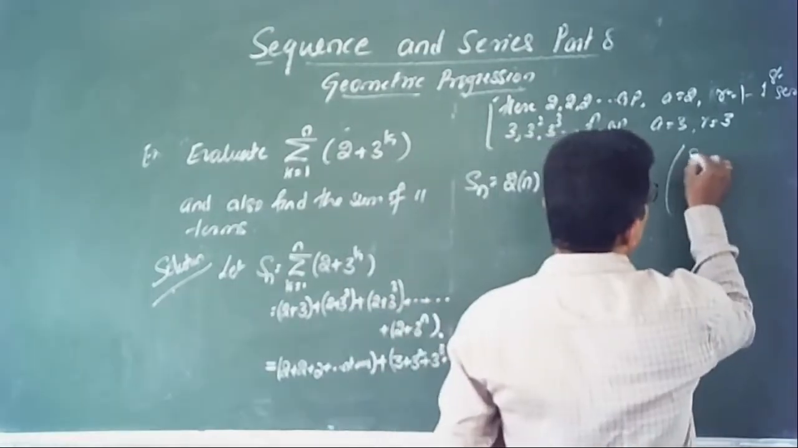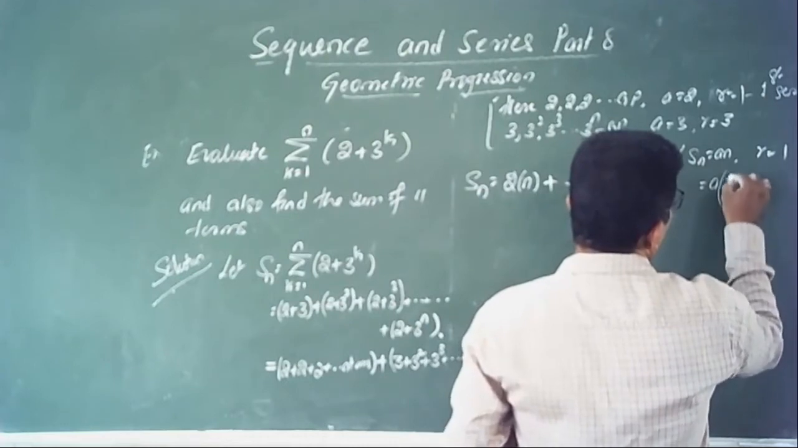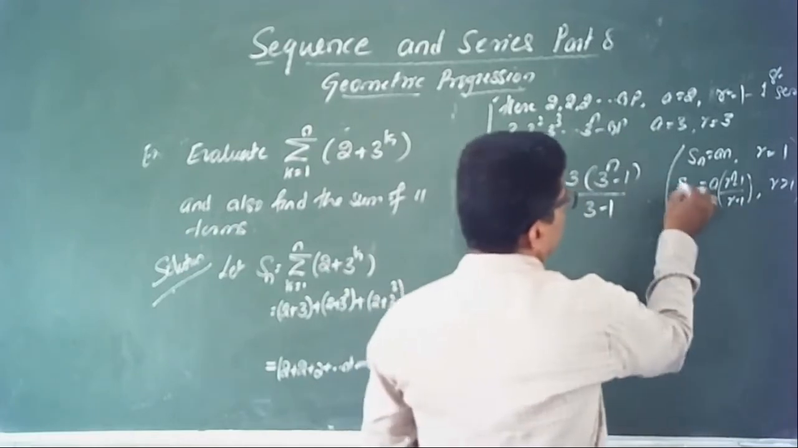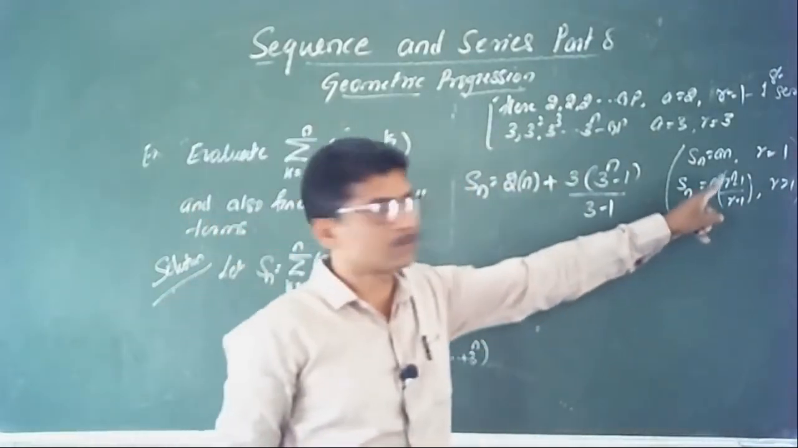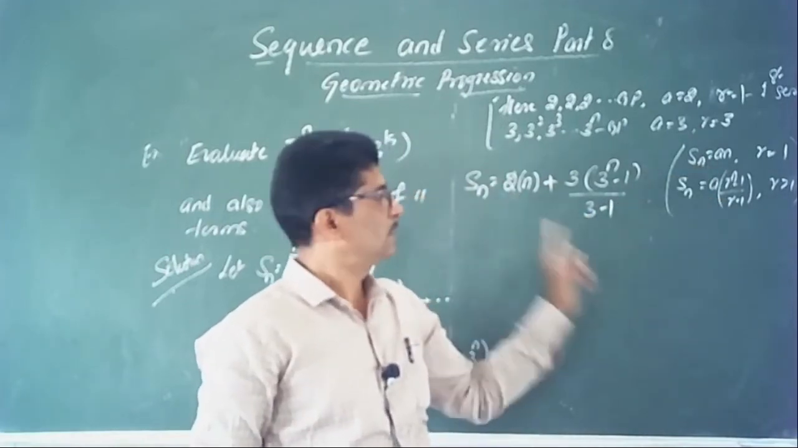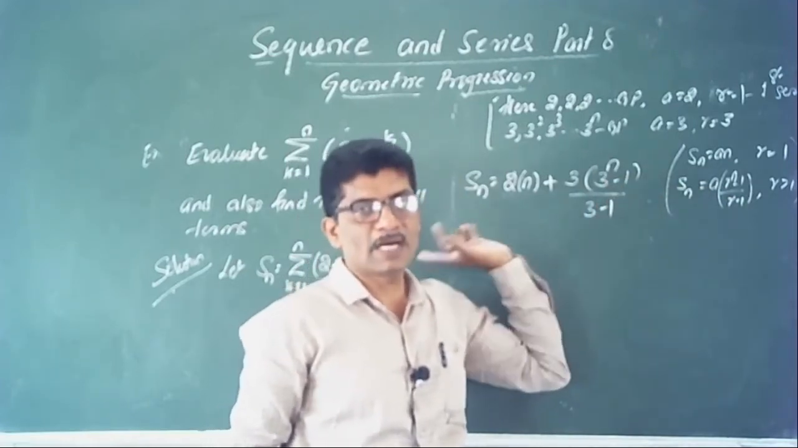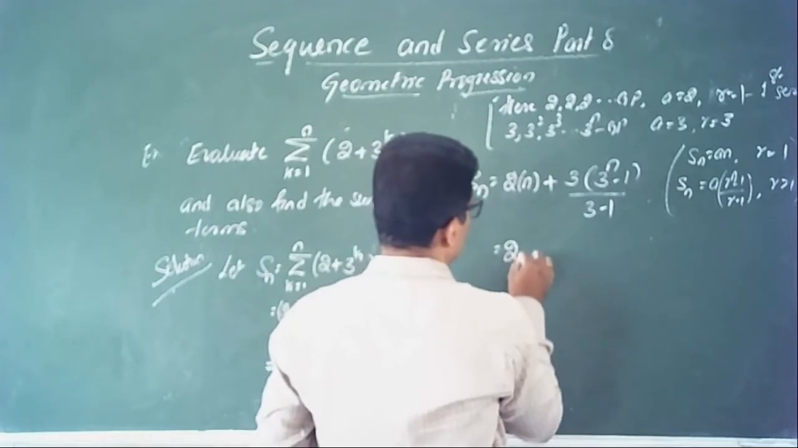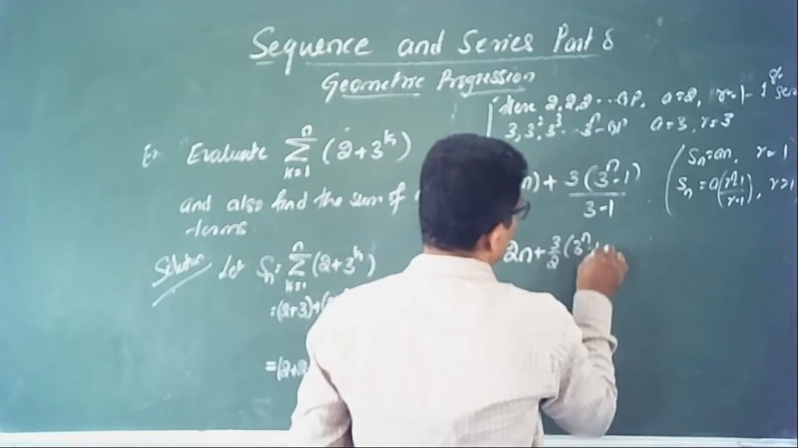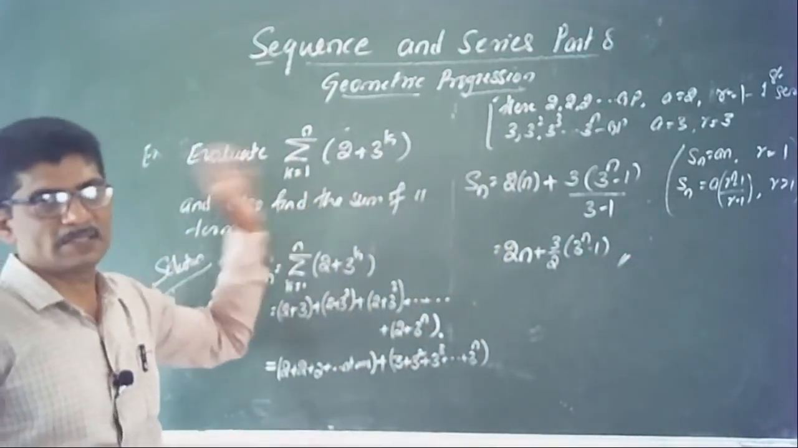Just remember, Sn is A into n when R is equal to 1, and A into R raised to n minus 1 divided by R minus 1 when R is greater than 1. Just recall it, you need not write it, but you should know it. If we simplify this, 2n plus 3 divided by 2 into 3 raised to n minus 1 is the sum of n terms of this series.